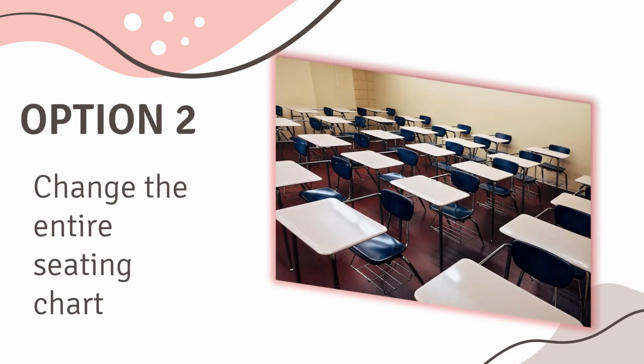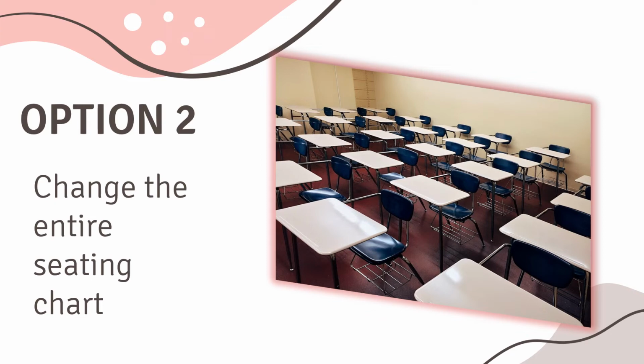Option 2, change the entire seating chart. Consider this option if the original arrangement isn't working at all and moving 5 students isn't going to do the trick. Try to put careful thought into how you will rearrange your class. This option will take a lot of time and thought.